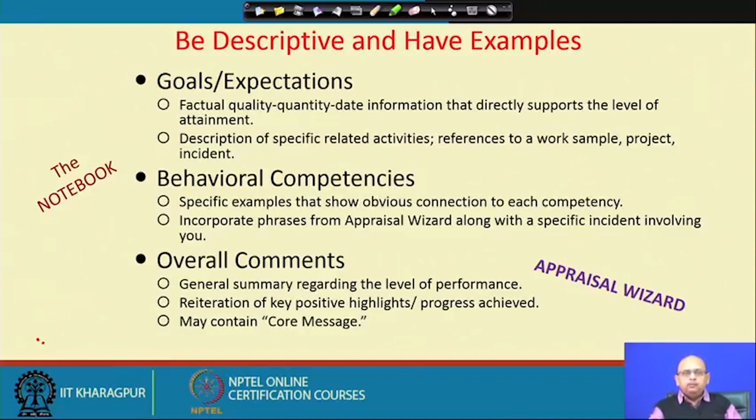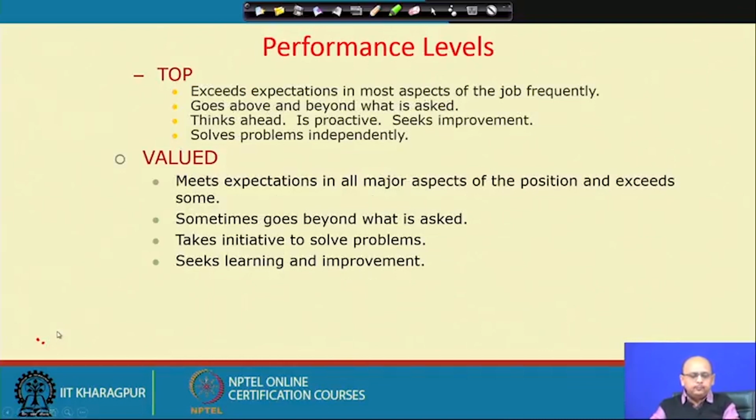And finally, you give your comment in the form of a summary about the level of performance, highlighting the major progress and the major achievements made by the employee. And then it also contains the core messages, what exactly you want to communicate to the employee after the review process is over. Now, what is more important is that through this review process you are going to look at the performance level of the employees.